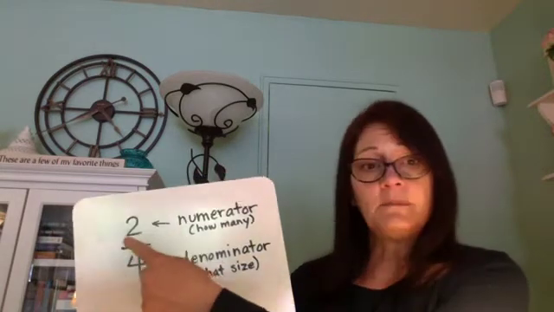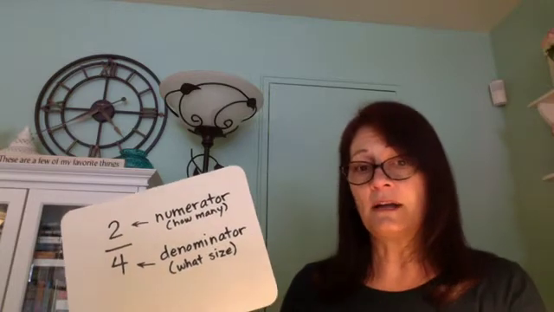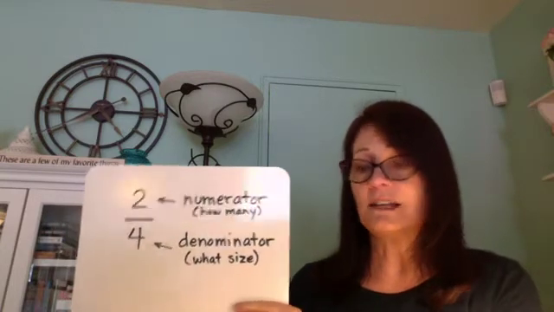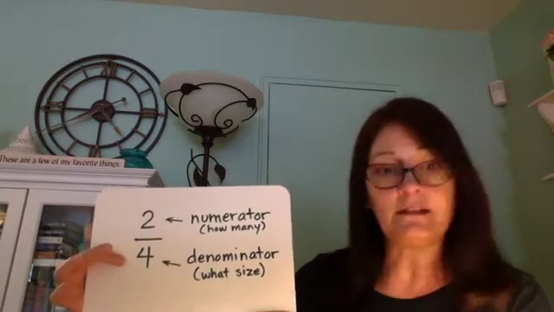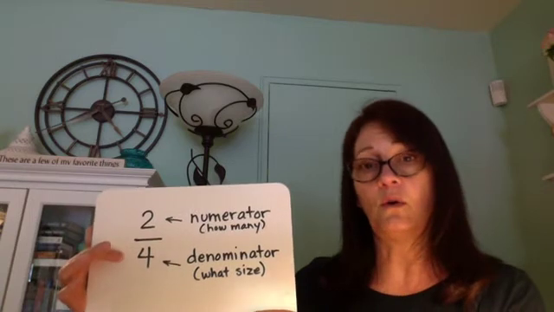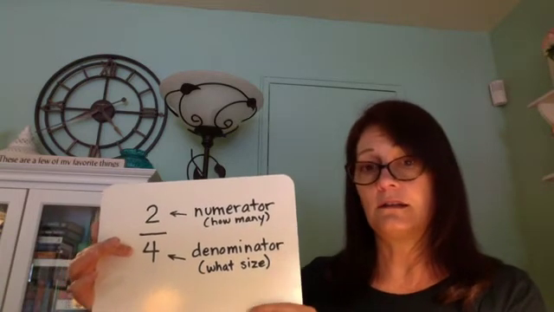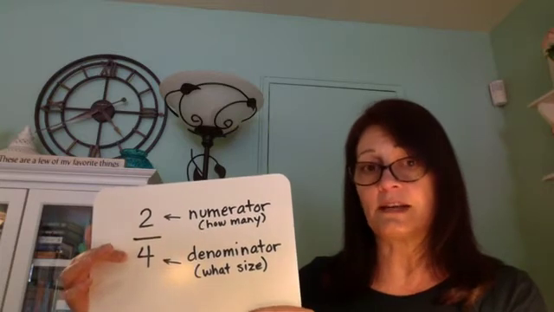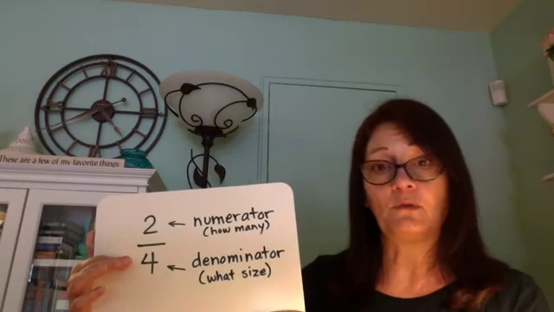Okay? The top number is the numerator. It tells you how many pieces you have. And the bottom number is called the denominator. That tells you what size the pieces are. That's how many pieces you need to make one whole group. Okay? A whole group has four identical pieces, all the same size. Okay, that's how many makes one whole group.